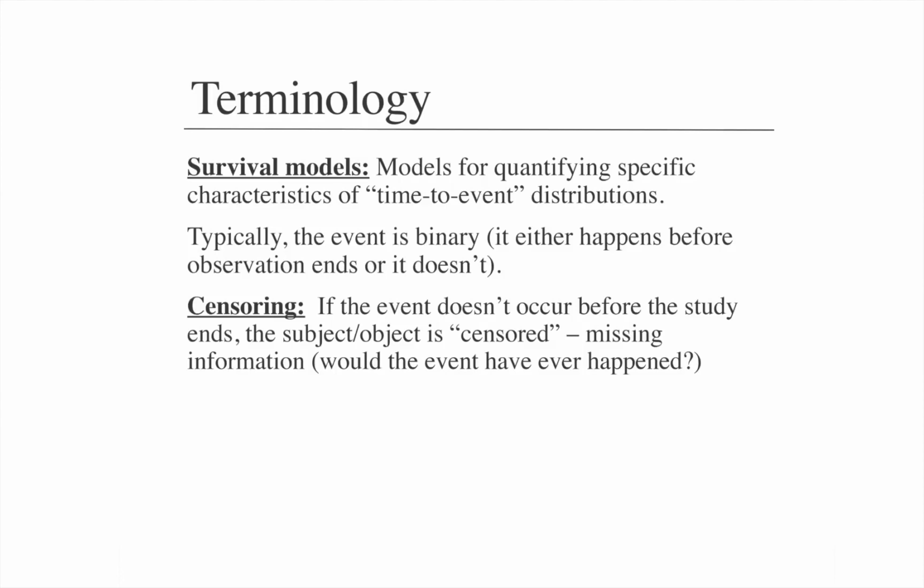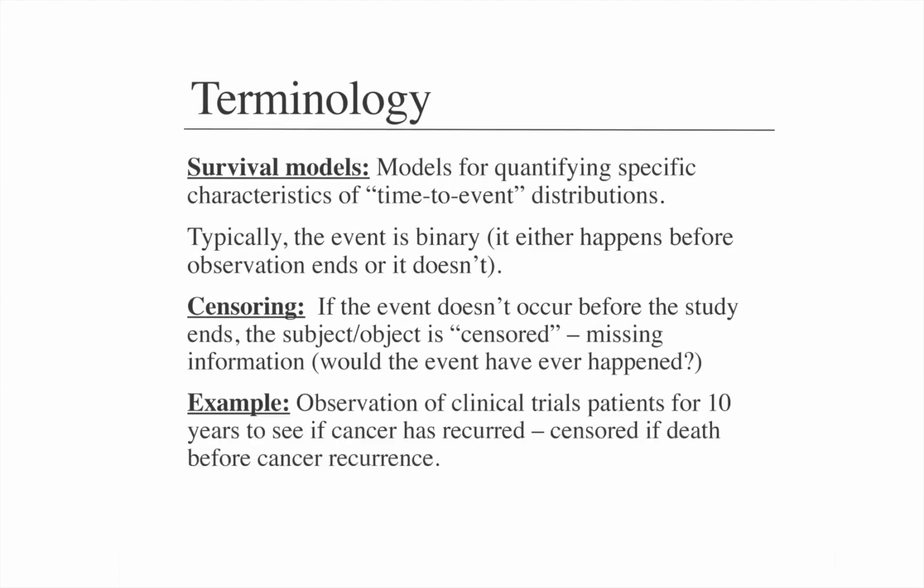That's a type of missing information where we don't know what would have happened if we had seen them indefinitely. So we don't know how long it would be before they would get cancer theoretically. This is an important type of missing information, and survival models are designed to accommodate it. An example would be observation of clinical trial patients for 10 years, where we want to see if cancer has recurred, and they're censored if they die before cancer recurrence, or if they last beyond those 10 years and don't get cancer.